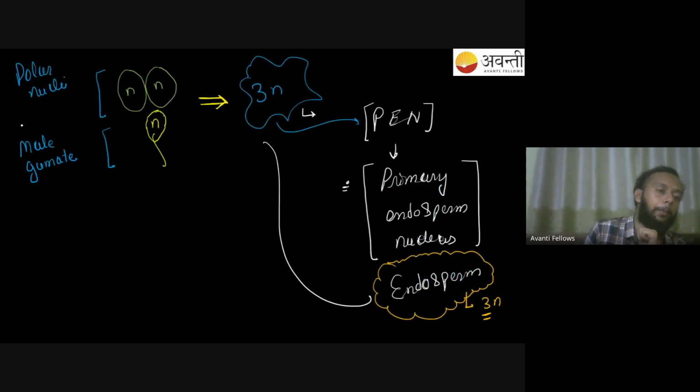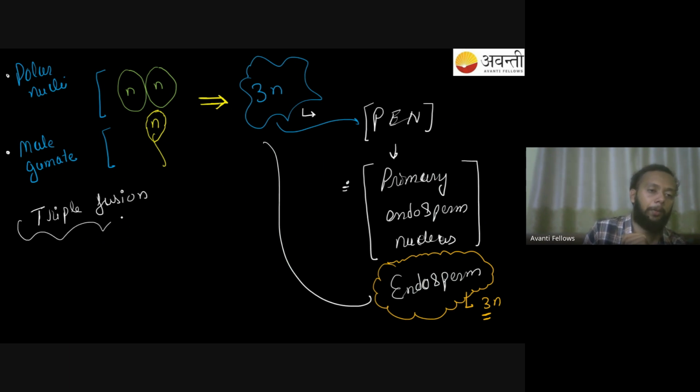After that, come back over here. You are finding a male gamete combining with my two polar nuclei. This event is called my triple fusion. I hope you can understand why it is called triple fusion, because you have three haploid nuclei combining with each other. So this event over here is called my triple fusion.